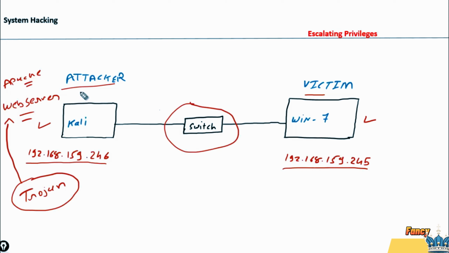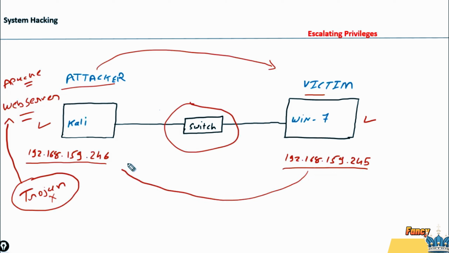Think the attacker will send this web server's link to the victim machine by chat or by message or by mail, etc. And the victim is convinced to click on that link and that link will ask to download this Trojan virus. And when the victim clicks on the Trojan, downloads it and runs it, this Windows 7 machine will establish a reverse connection to this Kali Linux operating system by this Trojan virus.